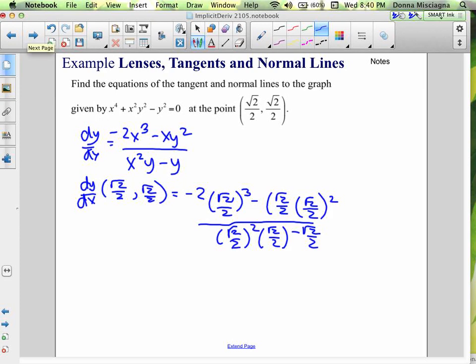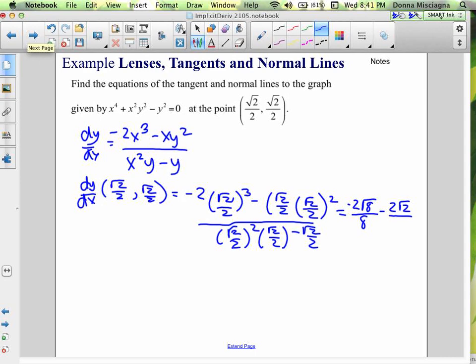Let's see. Do I have enough space over here? Maybe. All right, so we've got negative 2 times. Square root of 2 cubed is the square root of 8, which we'll simplify afterwards. And then 2 cubed is 8, minus, all right, so the square root of 2 squared is just going to be 2, right? The square and square root cancel. And then times the square root of 2 is going to give us 2 square roots of 2. Everyone okay with that? Right?